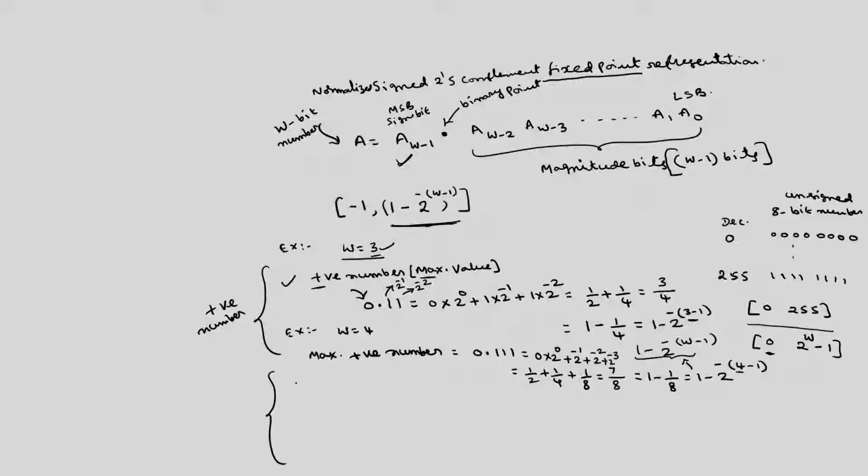For negative numbers, if I take two examples again, if I take w is equal to 3, what is the minimum possible negative number? The sign bit is 1 followed by all zeros, 2 zeros. So, what is the equivalent of this one? This is minus 1, because this is the sign bit. So, the decimal equivalent, this is binary.